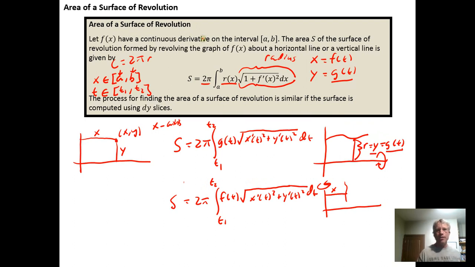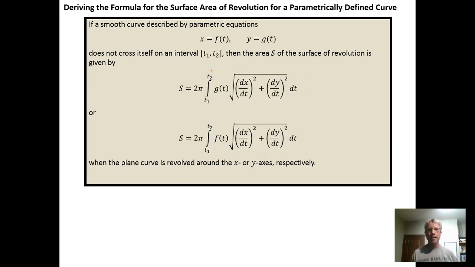So the surface of revolution formula, which we summarize here in the next slide, very nicely converts over into the parametrically defined world. The x-axis revolution is here, the y-axis revolution is here, and it's just 2 pi times radius to get a circumference, times the arc length.